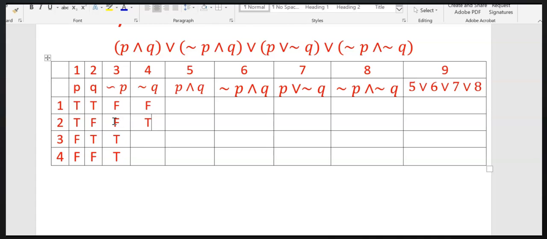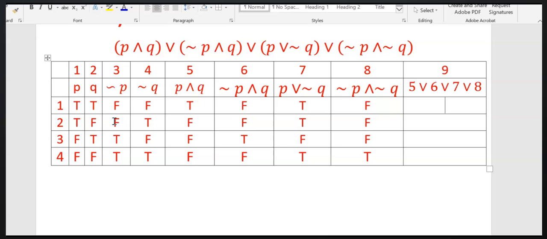Now negation of Q, F T, F T, and the AND between negation of P and Q. It's a very simple statement, and for the OR, if one of them is true, then it is true, otherwise false. You can see this also. And negation of P and Q. That is, first is F, F, F, and last is T.